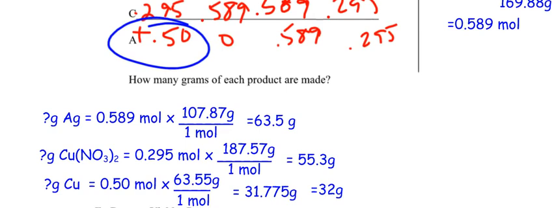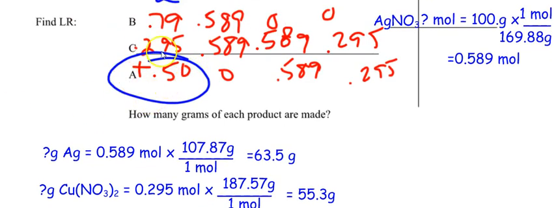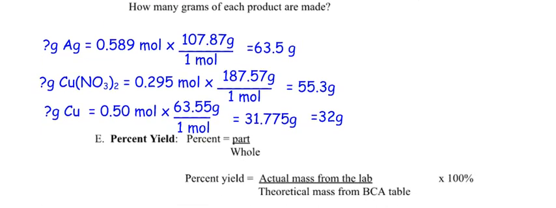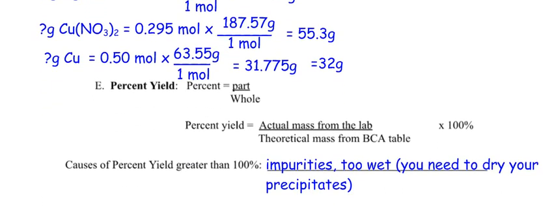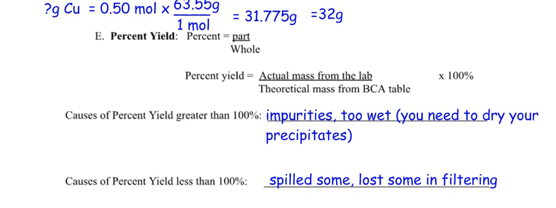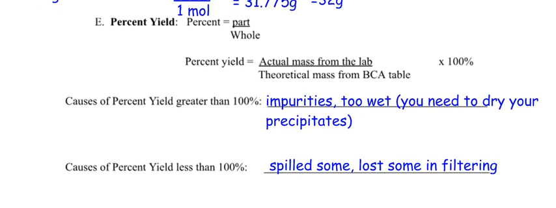So go ahead and do that too. Well, is that what you got? So why only 2 sig figs? Did Mrs. Vanderlei make a mistake? No, because how many sig figs did we have when we subtracted? 2 sig figs. So I needed 2 sig figs here. So anyway, percent yield, we already talked about this. Why would percent yield be greater than 100%? Impurities. Then you need to draw your precipitate. And causes of less than 100%: you spilled some, lost some in filtering. That would be bad. So we'll see what your percent yield will be in the lab tomorrow.